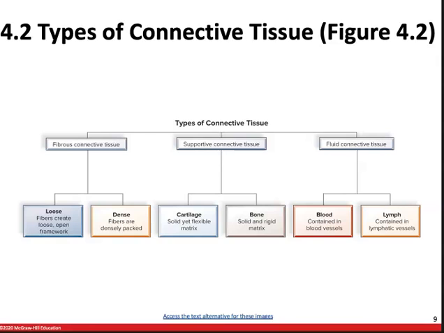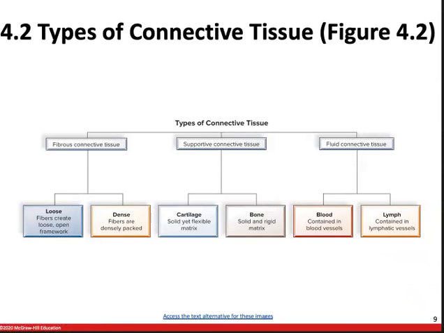The loose fibrous connective tissue includes things like areolar connective tissue, reticular connective tissue, adipose tissue, things like that. The dense fibrous connective tissue is found in things like your tendons, which connect muscles to bones, or your ligaments, which connect bones to bones. Loose fibrous connective tissue supports epithelium and many internal organs.